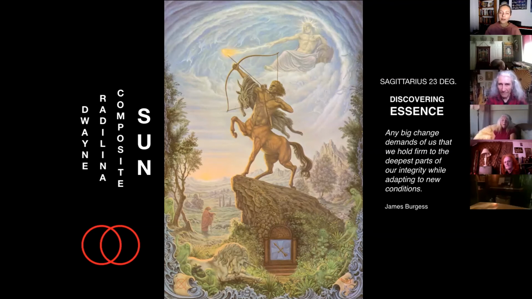Really interesting. Any big change demands that we hold firm to the deepest parts of our integrity while adapting to new conditions. That comes up with what we were talking about earlier about the Chinese laundry and so on. Yes, similar theme. And my Uranus is 1 degree after that. So it's 23 something, there's a 24th degree, in fact. And that's right next to my Uranus. And you are an Aquarius sun. I guess we can look for a connection here, maybe.